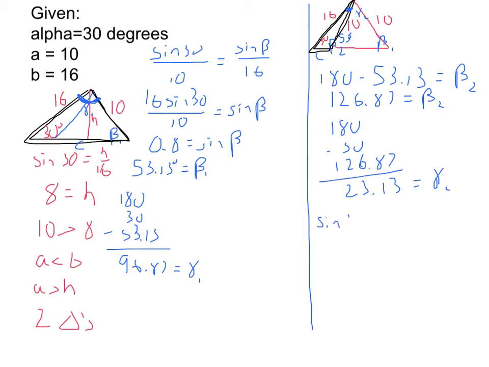Sine of 30 over 10 is equal to sine 23.13 over little c. Work that out, solve it, and this is C2 of course because we're solving in the second triangle, and we'll get C2 is about 7.856.